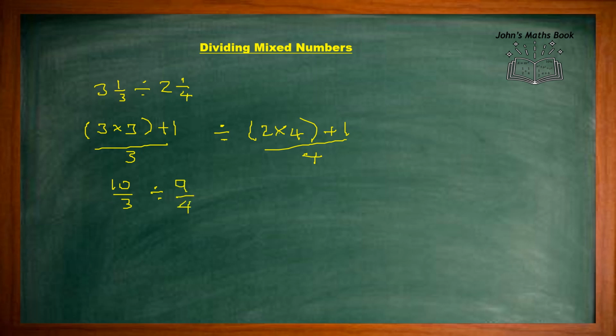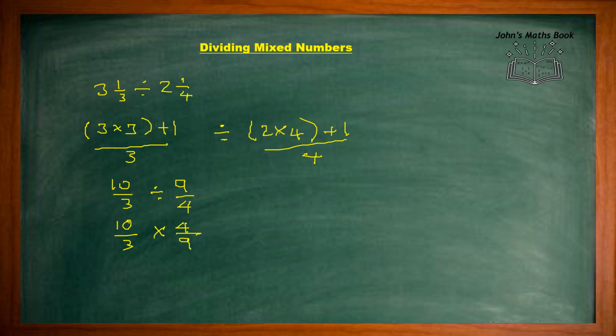that's divided by 4. And now when we divide fractions, we know that we have to take the reciprocal of the second fraction and multiply it by the first fraction. The second fraction in this case is 9 divided by 4. So the reciprocal of it is 4 divided by 9. Let's write that out in full. We have the first fraction, 10/3, multiplied by the reciprocal of the second fraction, which is 4 divided by 9.